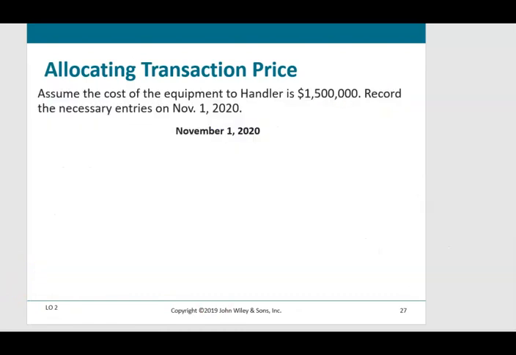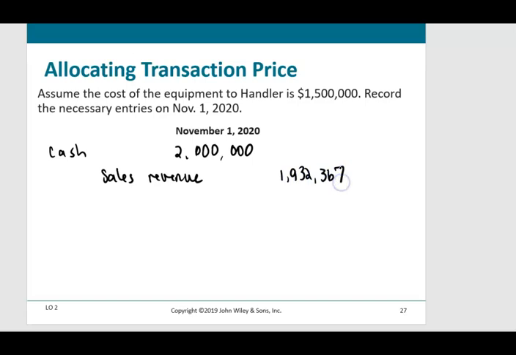Let's record those journal entries here. On November 1st, we're providing the equipment and we're receiving the cash from the customer, so we get $2 million cash. We have sales revenue for the equipment that we're delivering on November 1st of $1,932,367. We provide the installation that day, so we have service revenue of $19,324.